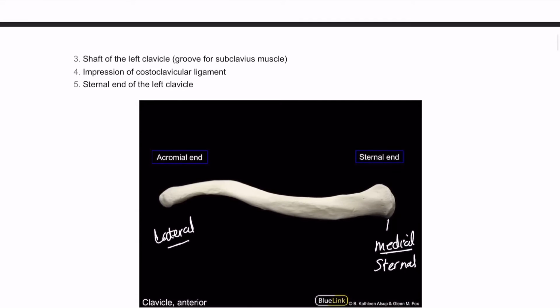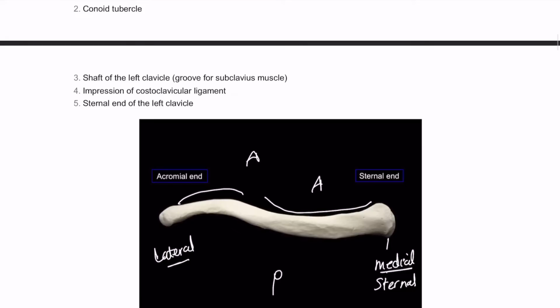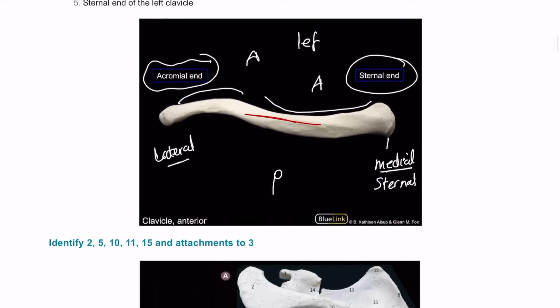So which is anterior now? Usually it's convex on the medial two-thirds. So now this is anterior, and concave in the lateral third. Obviously this is anterior and that is posterior. So again, that will be the left clavicle as well. As you see here, this is the acromial end, and this is the sternal end, and obviously this is anterior and posterior, so that would be the left clavicle. This is the shaft, which is right there, and we would also have the conoid tubercle somewhere, but I can't really see it on this one.